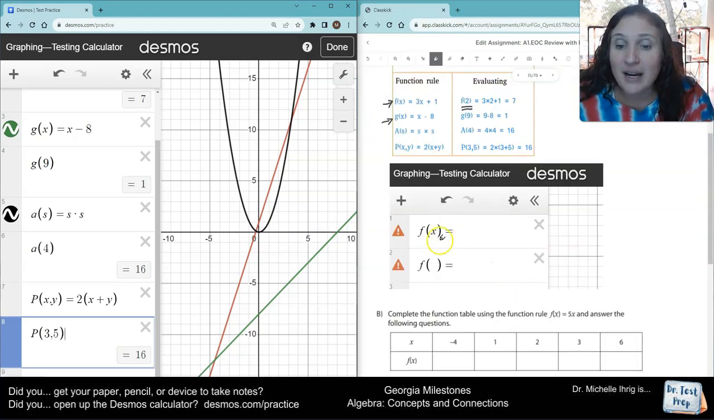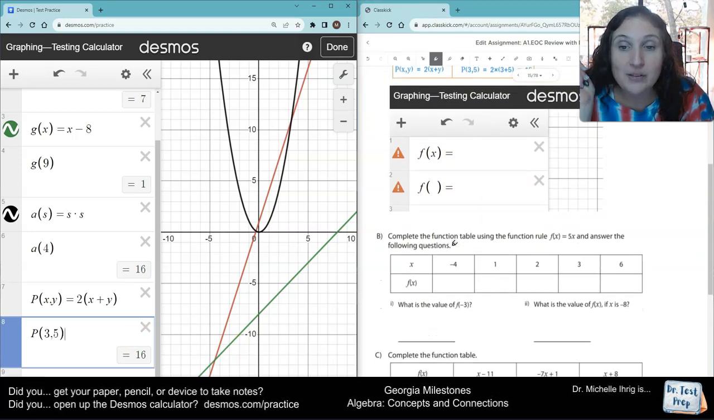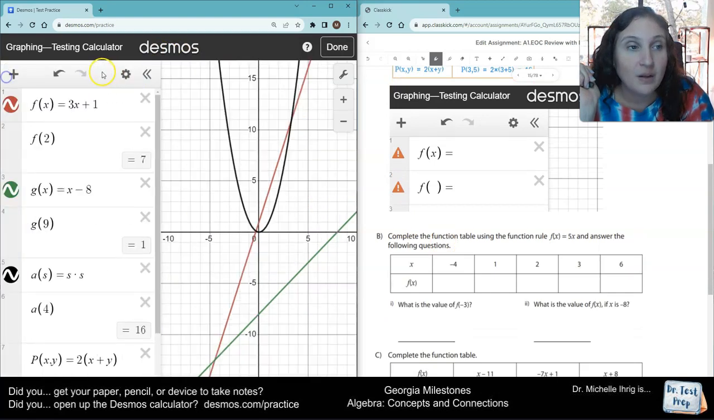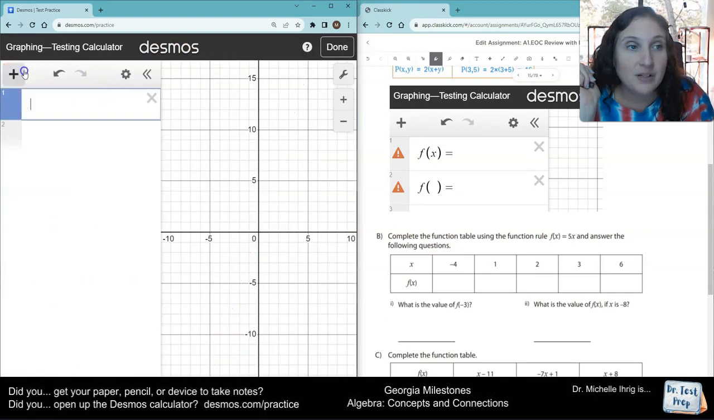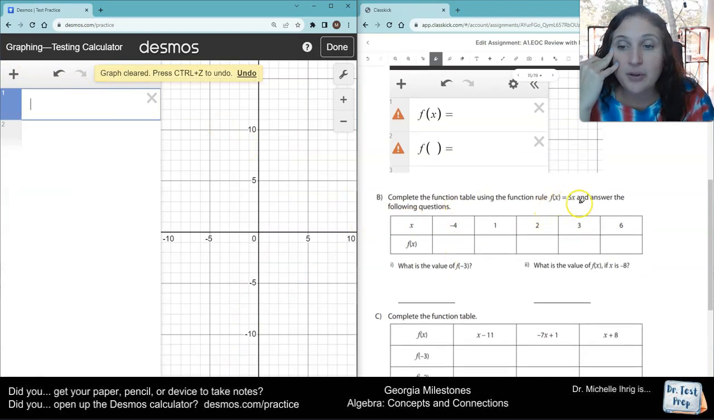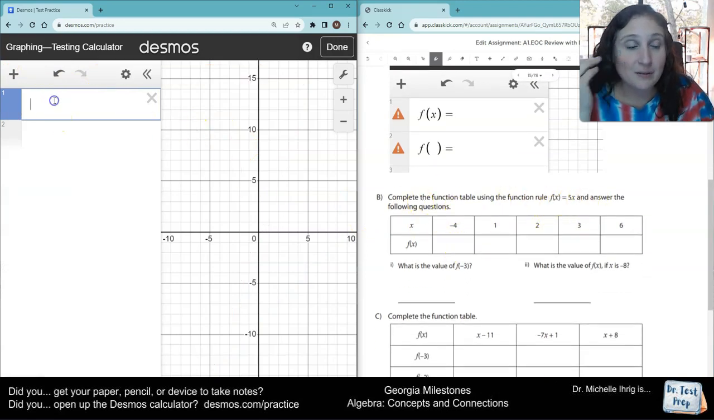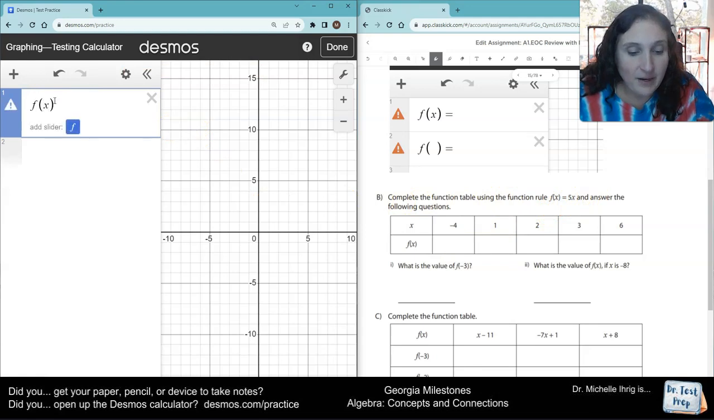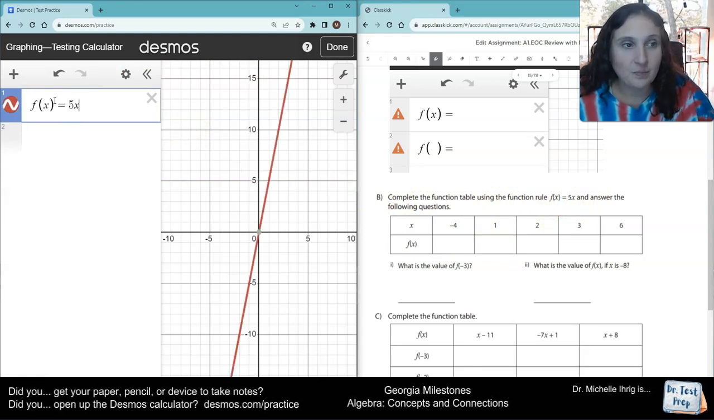So down here, I gave you some hints of what you need to remember how to do. Okay, so let's do this one. Let's do these really quickly. We don't need to keep these graphs, so I'm just going to click the gears and delete all of it. Okay, it says complete the function table using the f of x equals 5x. What do I type in? F of x equals 5x.